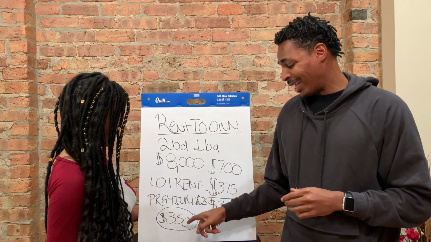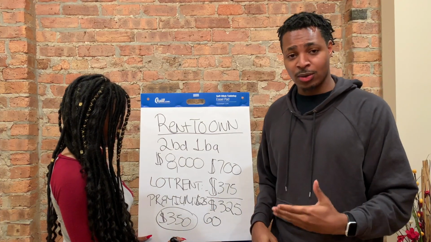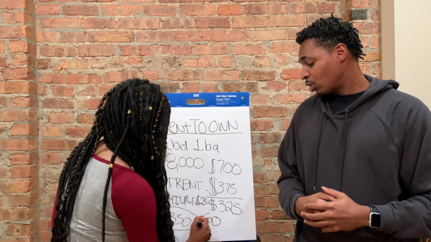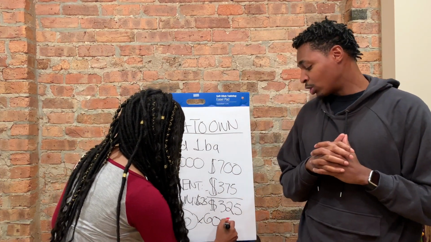So at the end of the term, we're getting $350 cash flow. At the end of the term, we get a whopping total, because you have to multiply that by 60.